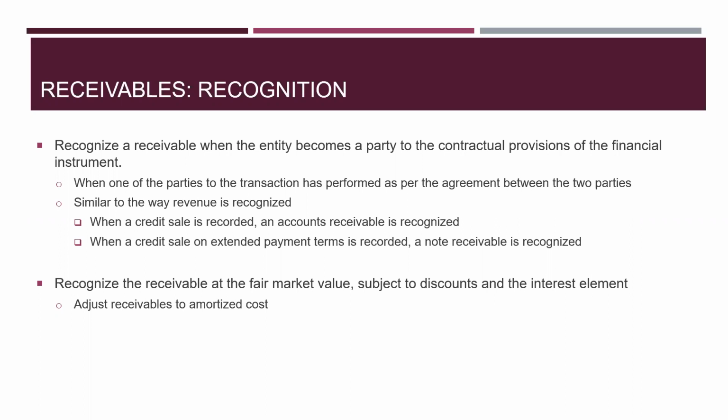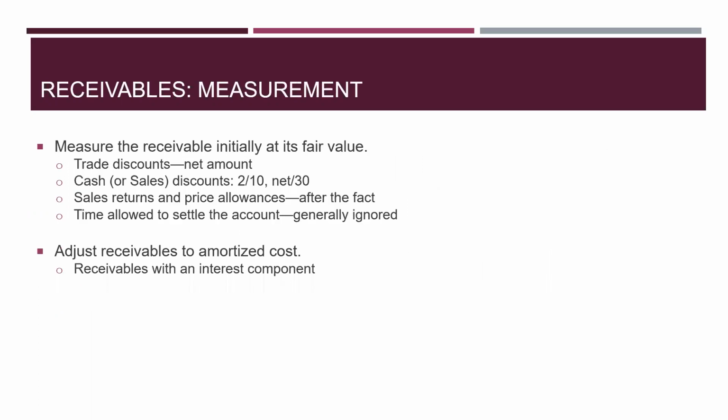When your credit sales have extended payment terms, then we recognize that against the notes receivable. When we are recognizing the receivables at fair market value, they are subject to discount and interest elements. Because of that, we will have to adjust our receivable at amortized cost. Measuring these receivables, they have to show up at fair market value on the statement of financial position. If you're thinking of your trade discount, then your receivable has to be net of those amounts.